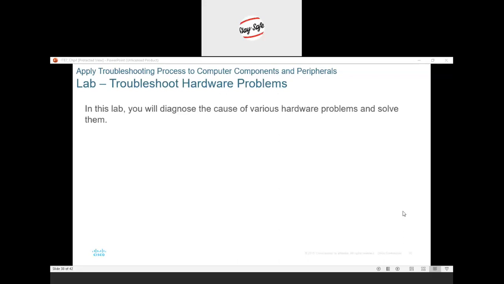So you now have to establish that theory. You test the theory to determine the cause. You test the theory by checking them out, by testing to see if they are working. And that is how you test it. Establish a plan of action to resolve the problem. Then you now come up with a plan of action.